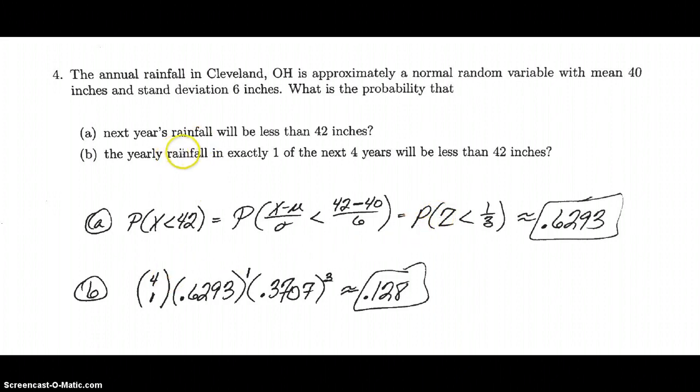Now here we have a little discrete thing that should take us back to the previous chapter 4. So we want exactly one of the next 4 years to have less than 42. In other words, the other 3 out of the 4 will be greater than 42. Keep in mind that the probability of getting exactly 42 is 0 when we're measuring on a continuous scale.